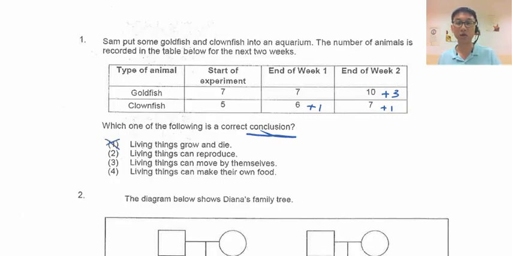Number 2, living things can reproduce. Now this looks like the correct one because based on this table, I see that the living things are increasing. So that means that the living things are reproducing. Living things can move by themselves. I can't see that from this table. And number 4, living things can make their own food. Again, I can't see it from this table, and I obviously know goldfish and clownfish cannot make their own food. So my answer is 2.